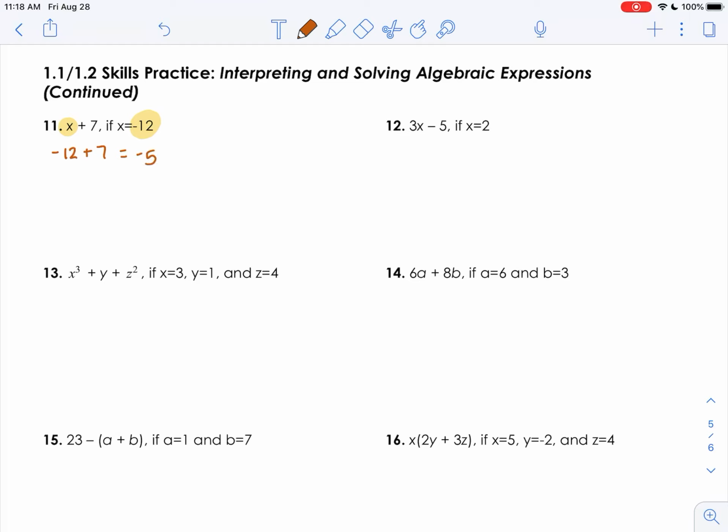You can also use your calculator to help you here. Just make sure when you plug in this negative sign that you're using the negative, not the minus symbol. And you may not be able to do that on a super basic calculator. You may need a scientific or graphing calculator to access that symbol, but it's a negative instead of a minus, so negative 12 plus 7 should give you negative 5. And we're finished.